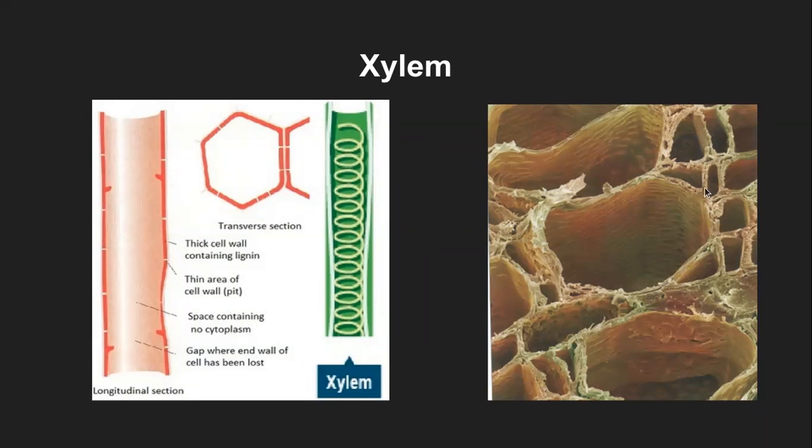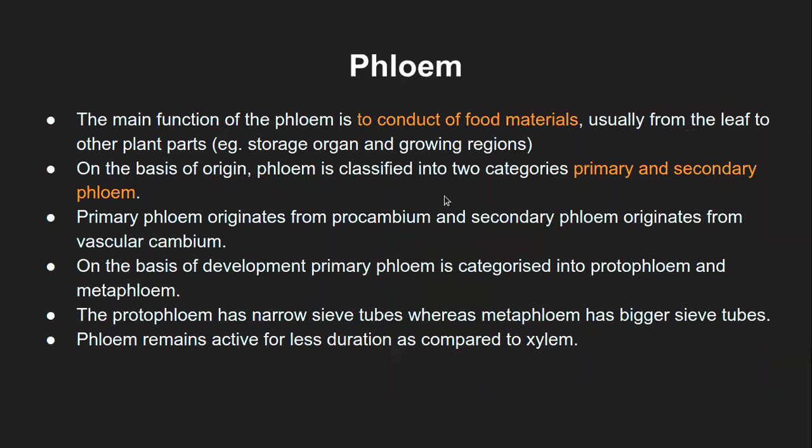Again, this is how it actually looks in reality. These bigger ones are your xylem vessels. The smaller ones are your tracheids. And this kind of tissue which you see here, these are the xylem fibers. And the xylem fibers are associated with the xylem parenchyma. So that's the overall arrangement of the xylem tissue in reality.